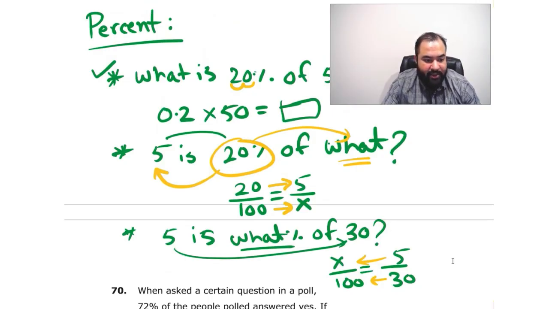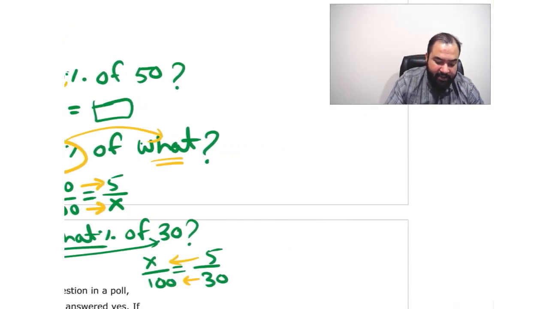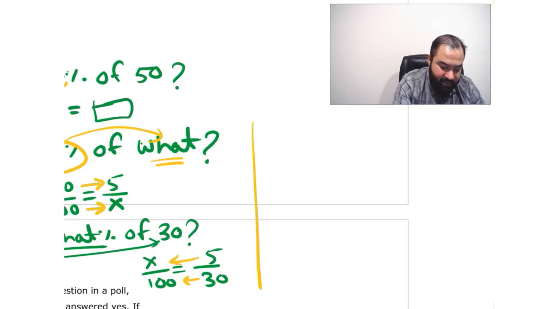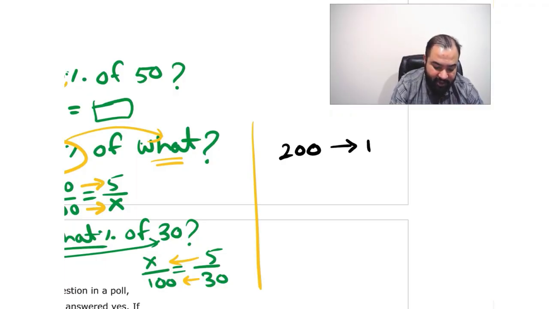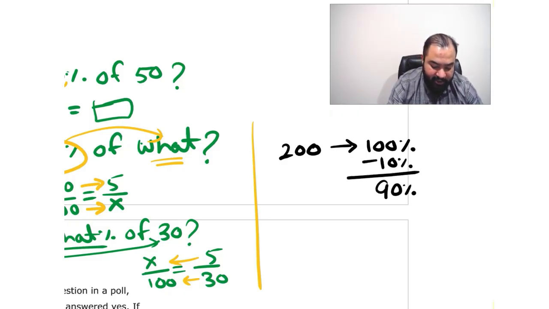Alright, so these are the 3 different types. So you have to recognize what types it falls into. And one more thing I want to show you guys is how the increase and decrease works. So let's say you have $200, you're buying something with $200, let's say, then you get a discount. This $200 is the 100%, right? And then you get a discount of 10%. So you do minus 10%. So you are paying 90%.